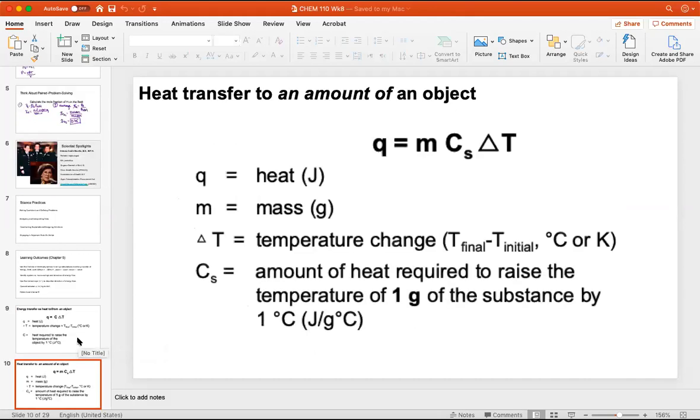We're also going to take a look at another equation. This is heat transfer to an amount of an object. So in this case, we're measuring the mass. That's how we get the amount of an object. So Q is equal to M, or mass, times our specific heat capacity. In this case, the amount of heat required to raise the temperature of 1 gram of a substance by 1 degree Celsius, or joules per gram degree Celsius. And then again, our change in temperature.